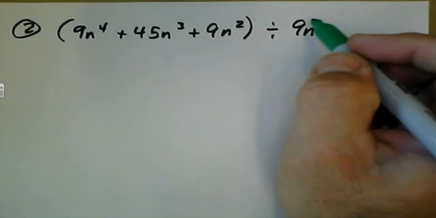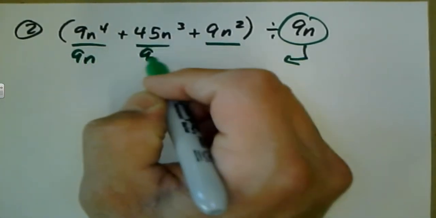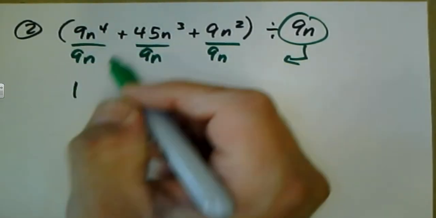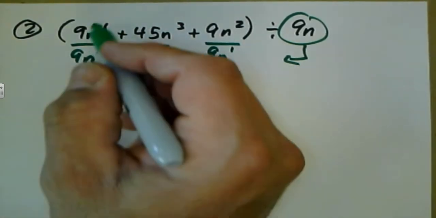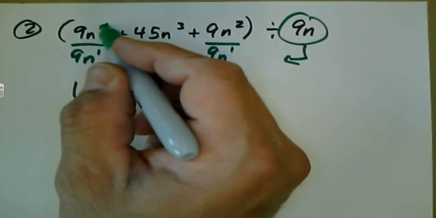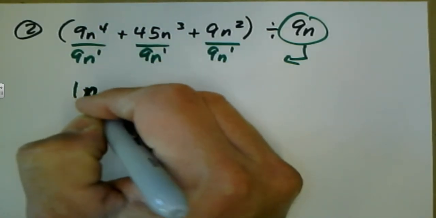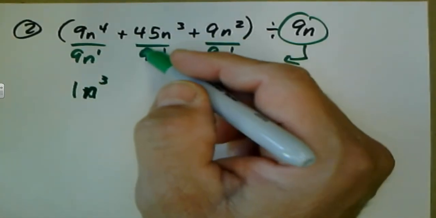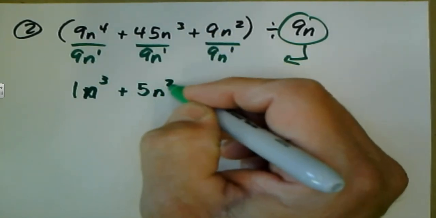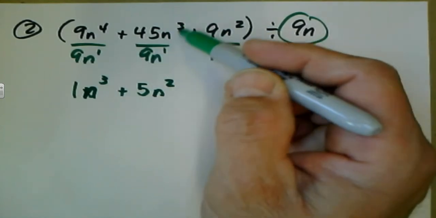All right, once again, we're going to take this number and we're going to put it underneath each one of them. And we create these 3 little problems. 9 divided by 9, again, is 1. 4 divided by, and there's a 1. I know this is n to the 4th power divided by n to the 1st power, but since we're dealing with powers, we're subtracting. 4 minus 1, which is, whoops, 3. 45 divided by 9, 5. 3 minus 1, n to the 2.